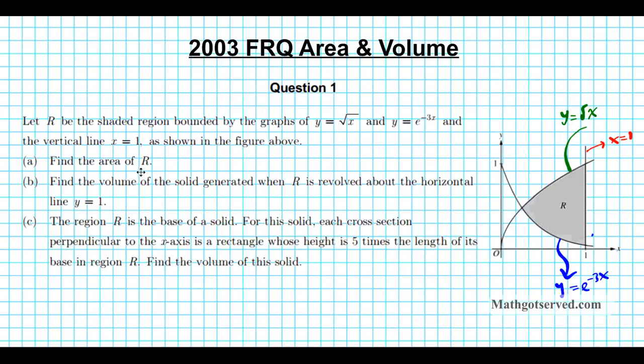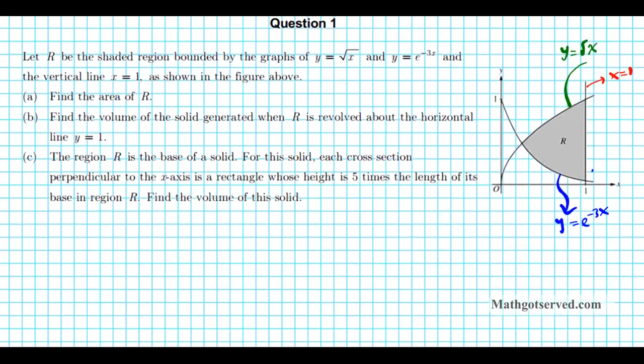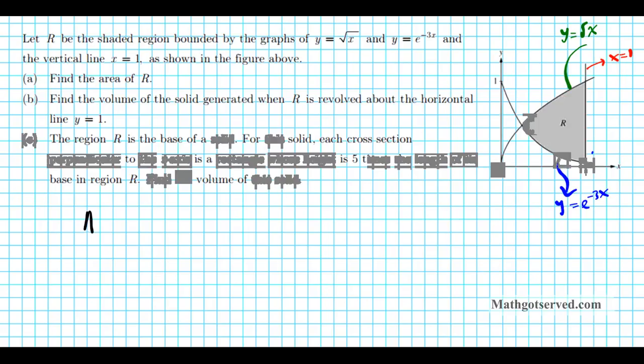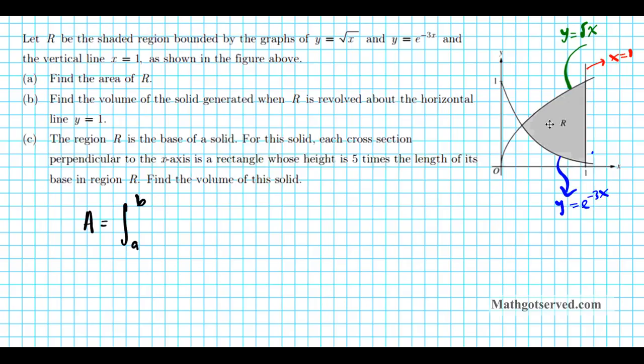For A, it says find the area of R. So let's go ahead and write down the formula for area. The area is basically, we're going to use the formula, the integral from a to b, if we're orienting ourselves vertically, of f of x, where f of x is the function on the top, minus the function on the bottom, let's call that g of x. Okay? If we're orienting ourselves using vertical rectangles. So this basically is the expression for the area of the region bounded by these two curves and the vertical line. All right.